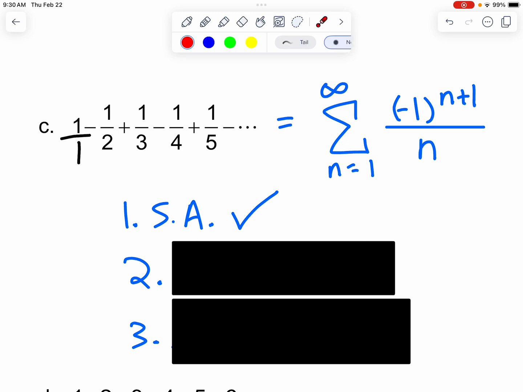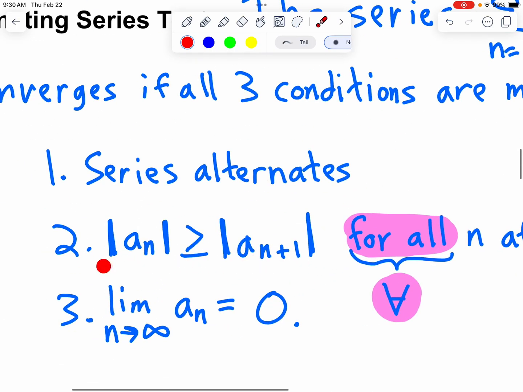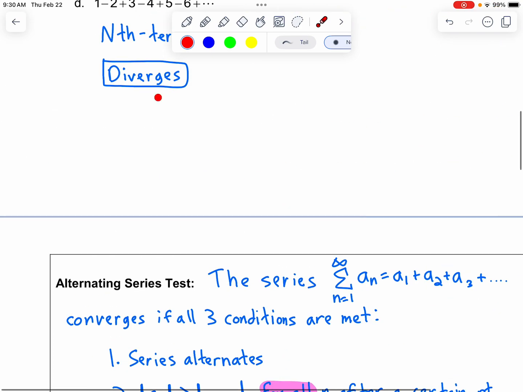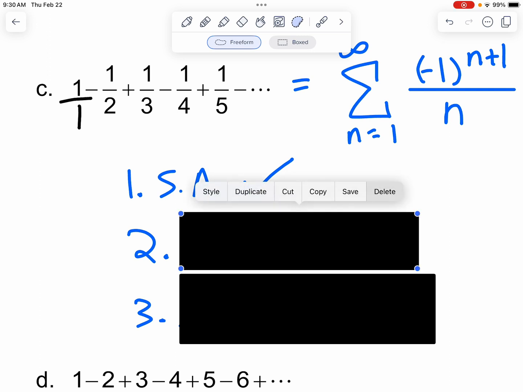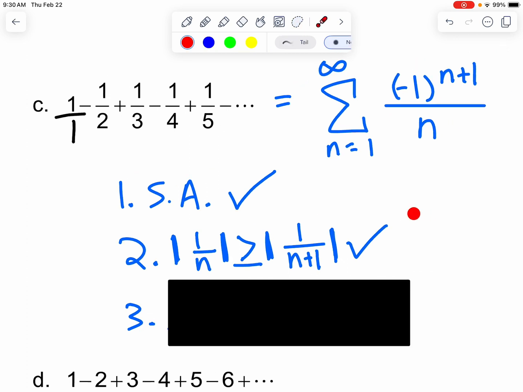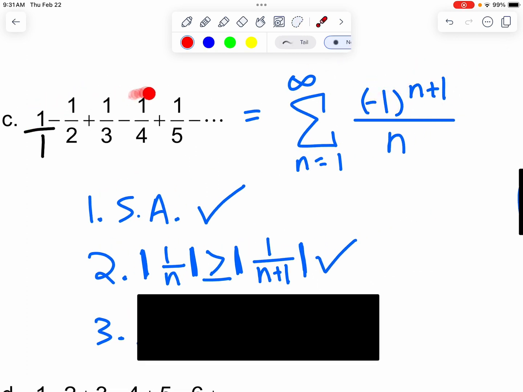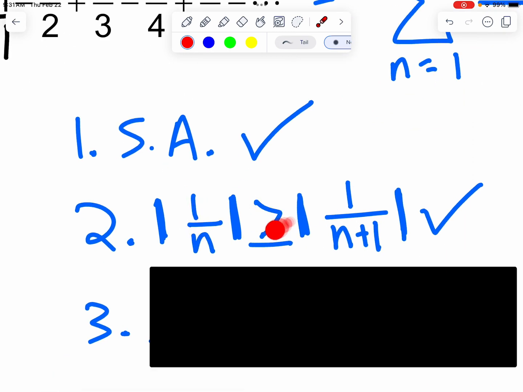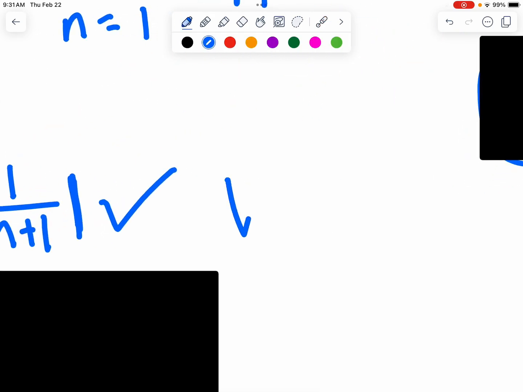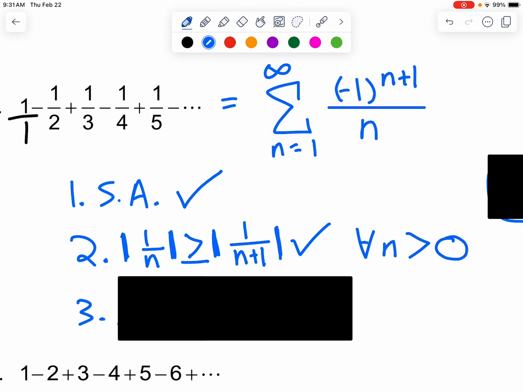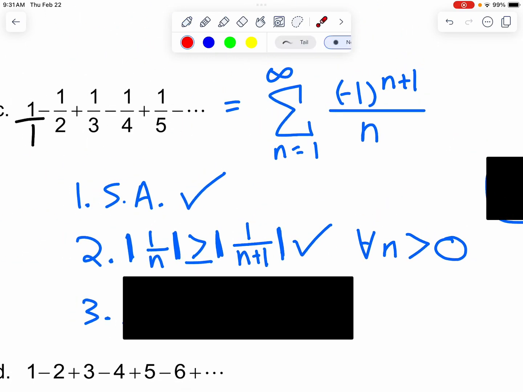The trickiest part of the alternating series test really is going to be number 2, because you have to establish what the n value is that makes this inequality true. So if I go ahead and take the absolute value, the nice thing with this one is I can basically just ignore the alternating part. And so the numerators are all just 1. And so 1 over n, is that greater than or equal to 1 over n plus 1? Yes, that is true. And one thing I'm going to add is that this is true for all n values greater than 0, because starting at n equals 1, I know that the terms immediately start decreasing.